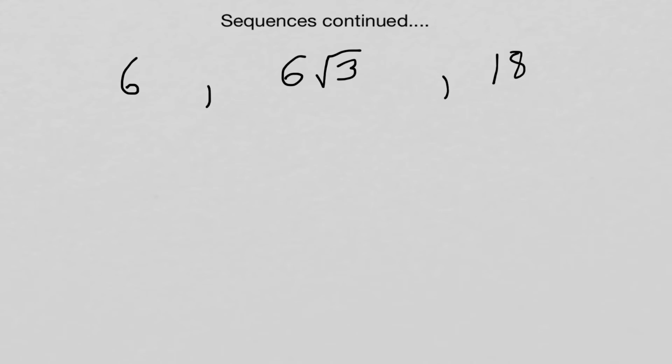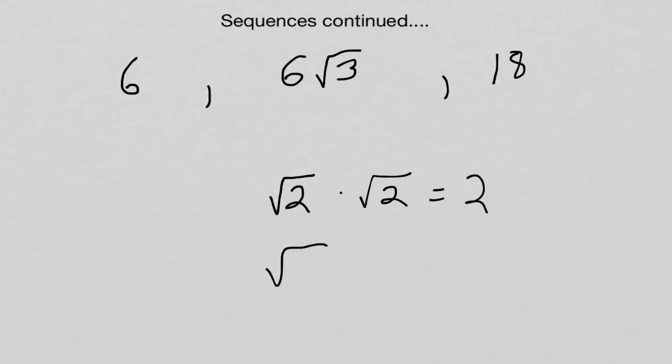All right, I'm going to go over just some basics of when you multiply square roots times each other. Here we got a sequence, 6, 6 square root of 3, and 18. All right, when you multiply square roots times each other, watch this. The square root of 2 times the square root of 2 equals 2. The square root of 126 times the square root of 126 equals 126. See how that works? Any square root times itself equals the number without the square root sign.